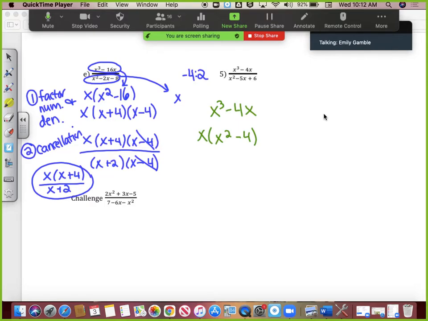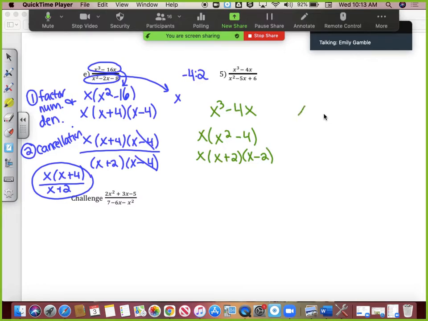X squared minus 4 is considered a difference of squares since they're both perfect squares. The square root of 4 is 2. So 2 times negative 2 equals negative 4 and also equals 0 when you add them. So this can be factored completely into x times x plus 2 times x minus 2. So that's your numerator factored.